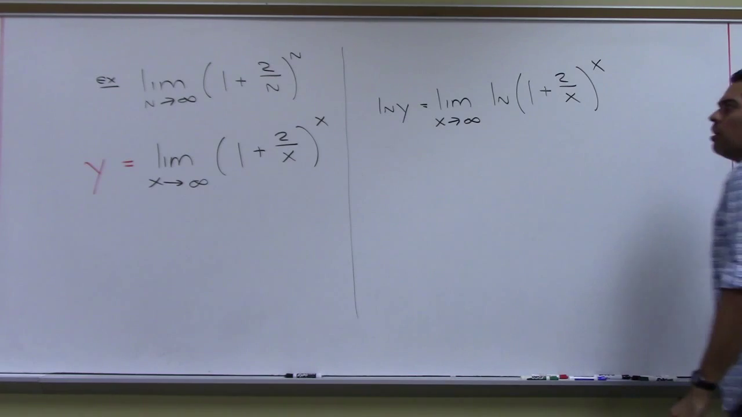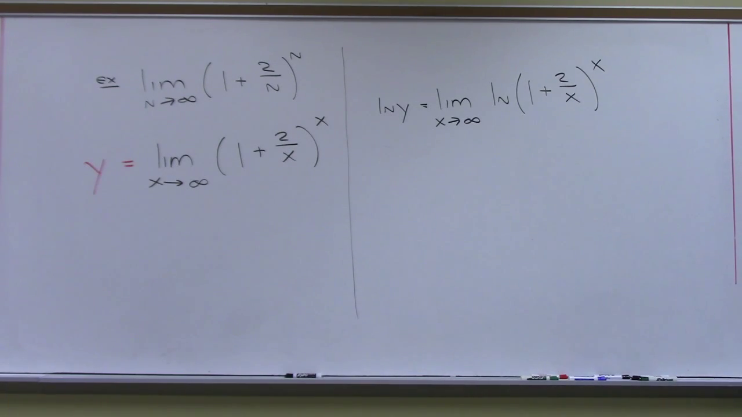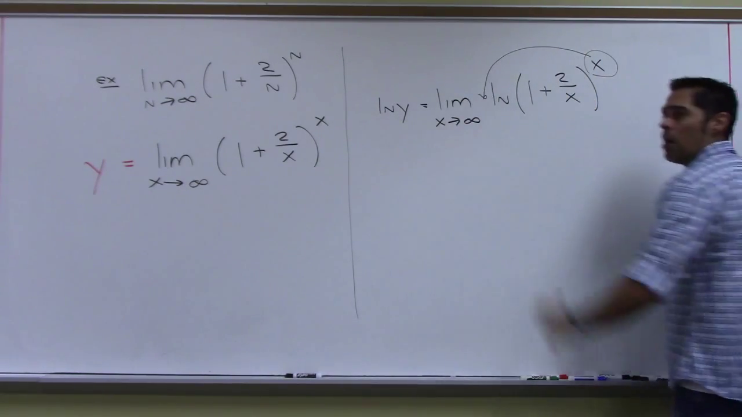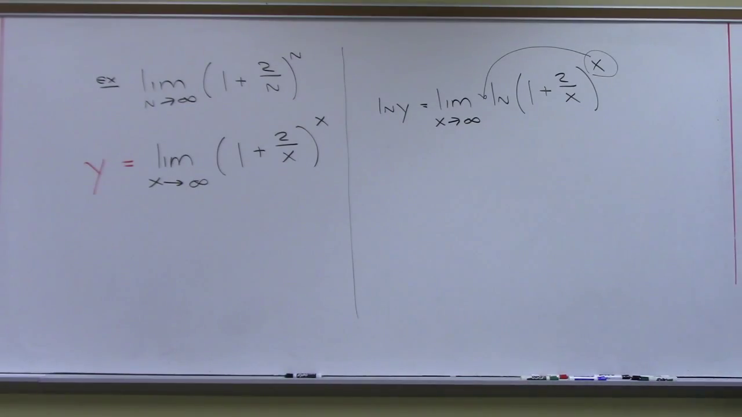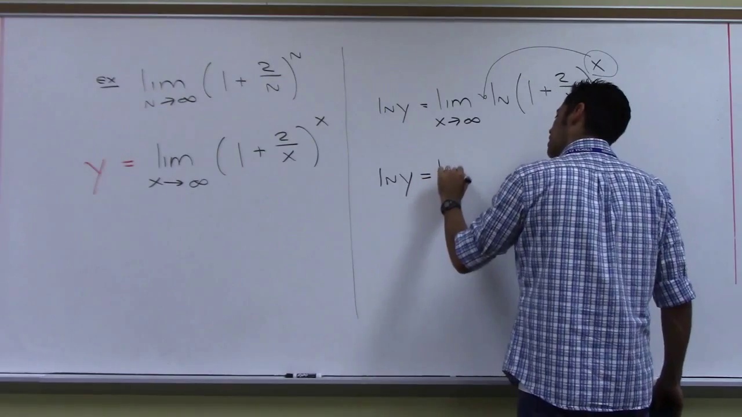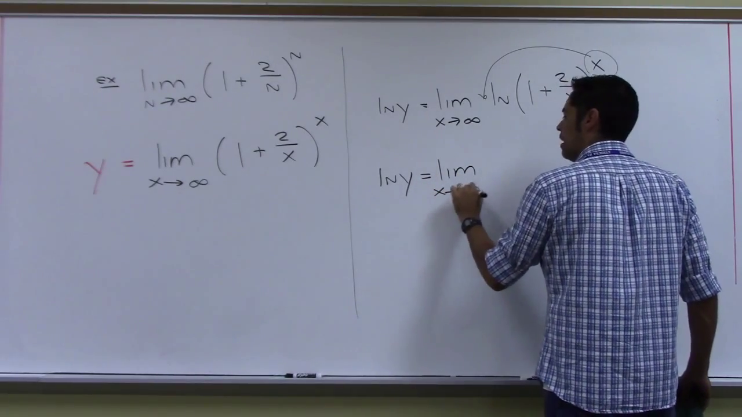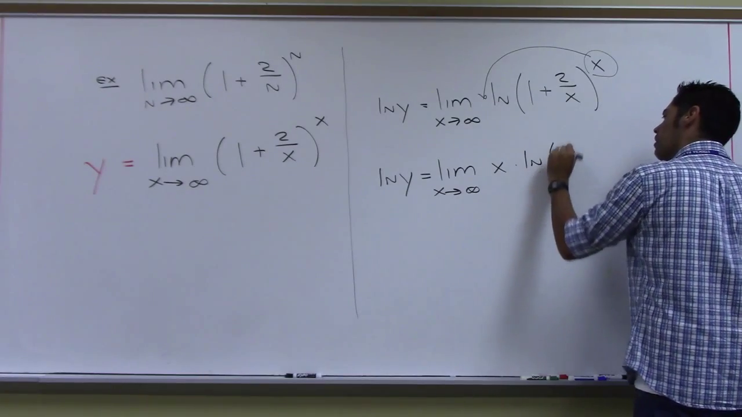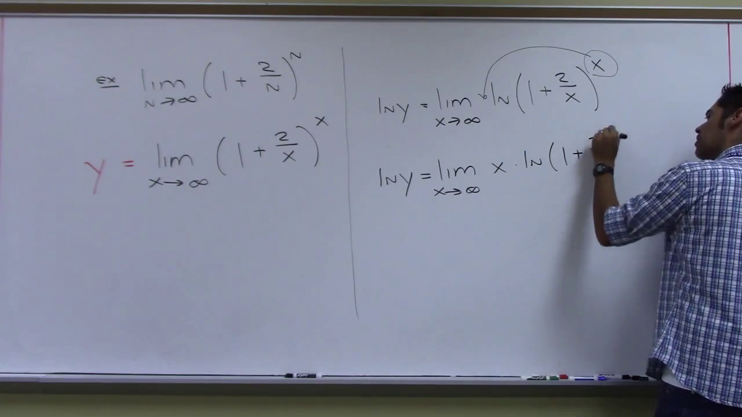Why do you do natural log? What does it allow you to do next? Bring this power x out in front of the log. That was a property of logs. So now we're looking at this. Natural log y equals limit x goes to infinity of x times natural log of 1 plus 2 over x.